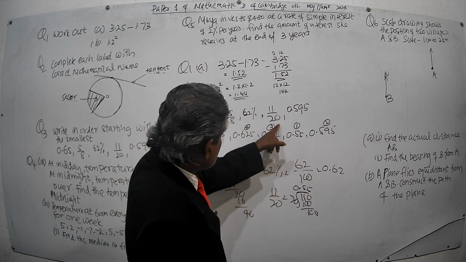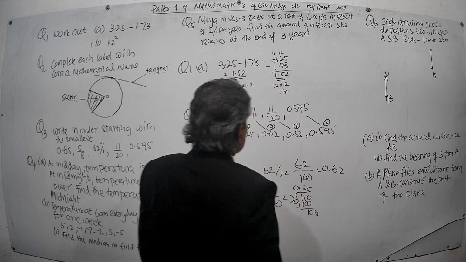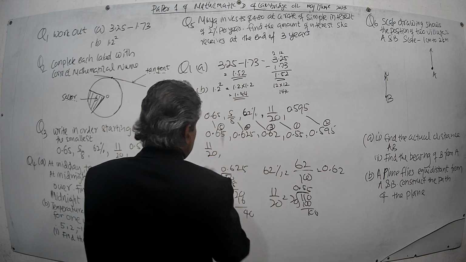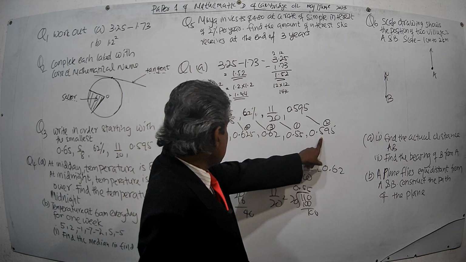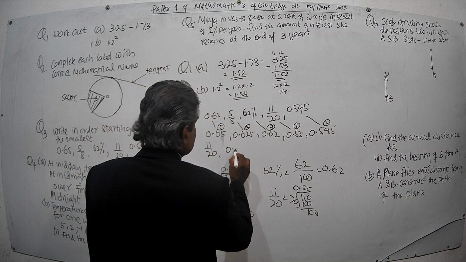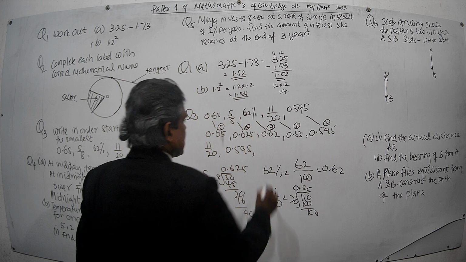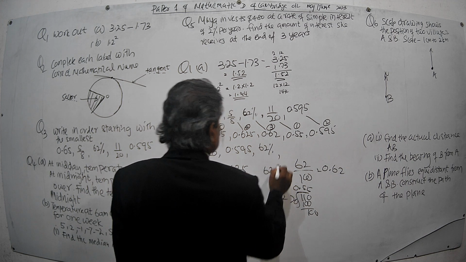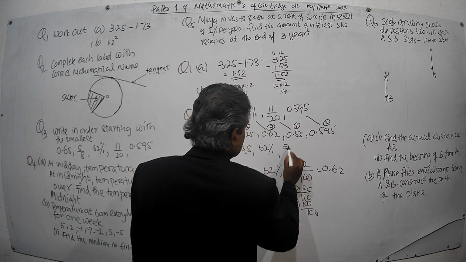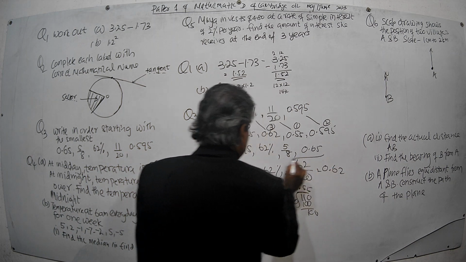Then we will accordingly put this. First one is how much? 11 over 20. You write 11 over 20. That is the smallest one. Then second one is what? This 59. That is 0.595. Okay. Now next one, third one, 62%. Next one, 5 over 8. Then fifth one, 0.65. This is the answer.